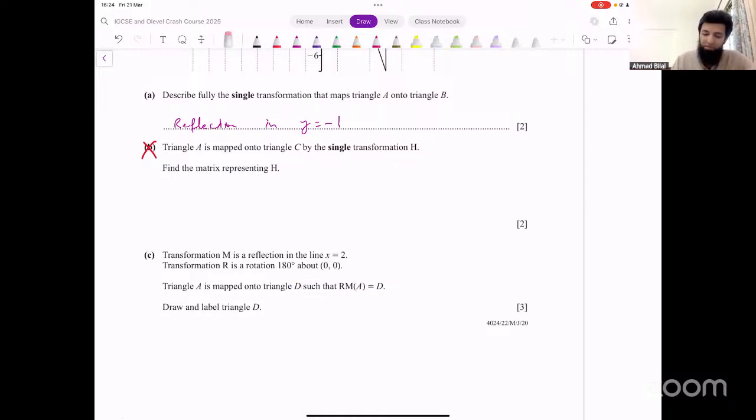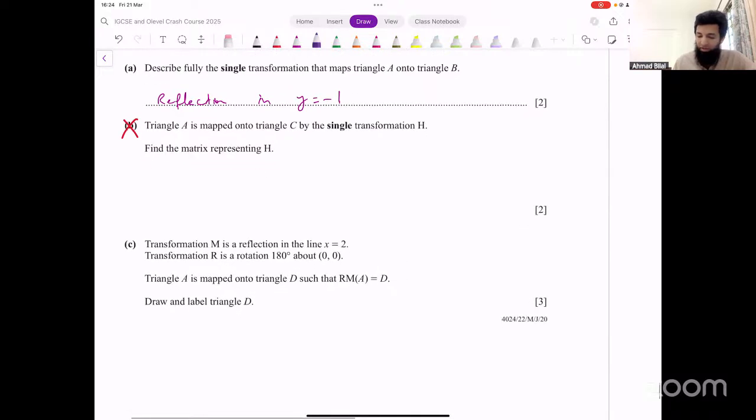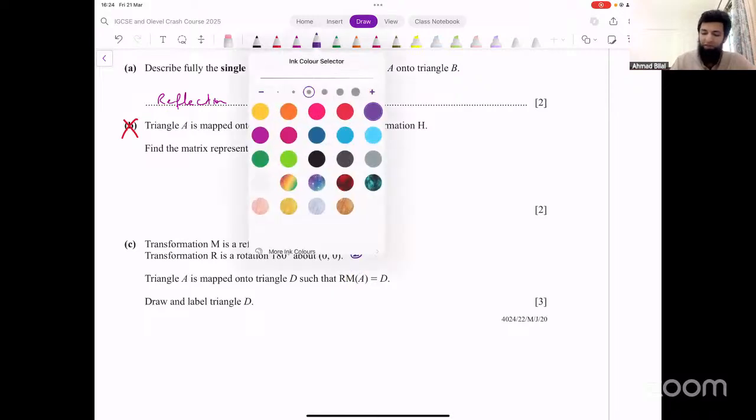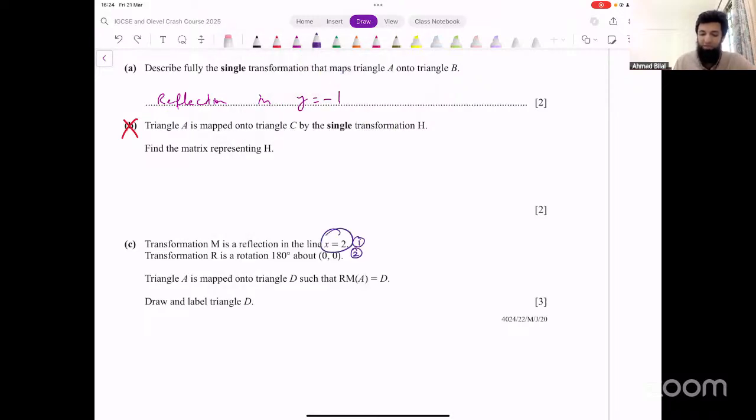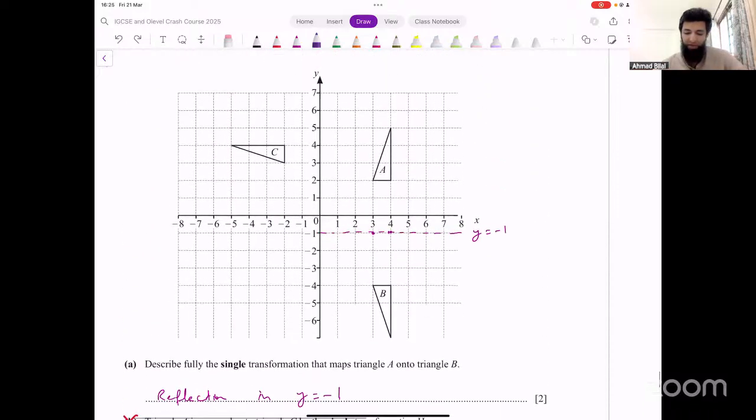Now, what does this notation mean? RM transformation is applied on A and the result is D. In what order do we apply these transformations? M is closer to A, so M applies first. So this transformation has to be applied first, and then you apply R after that. This transformation has to be applied second. So you do these 2 transformations on the triangle A. First of all, reflect that in the line x equals 2.